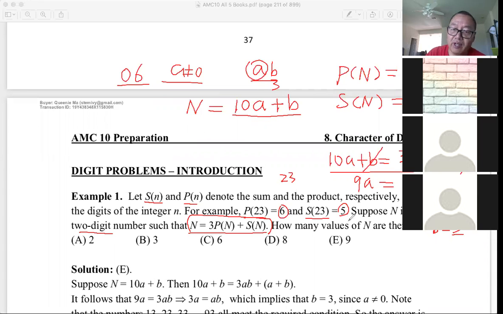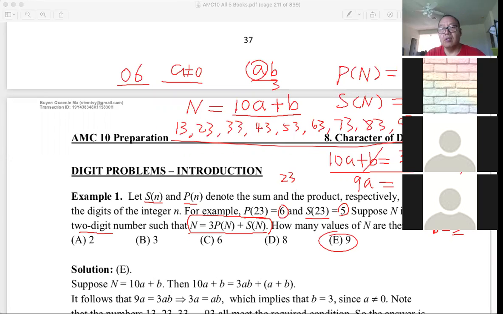So we got the answer should be E, because these numbers are 13, 23, 33, 43, 53, 63, 73, 83, and 93. These 9 numbers satisfy the requirement for this equation. So then we got 9 choices for n. So this is the answer for this problem.